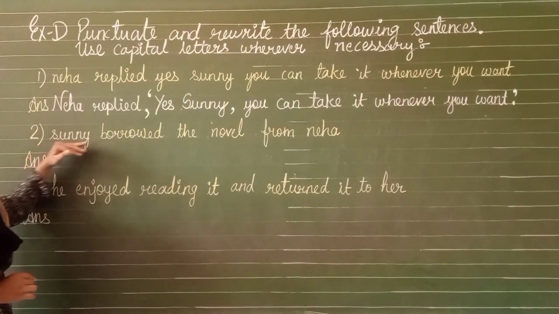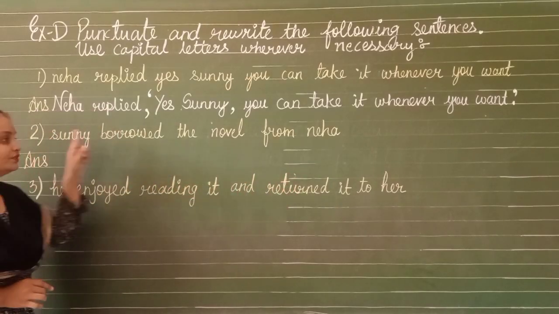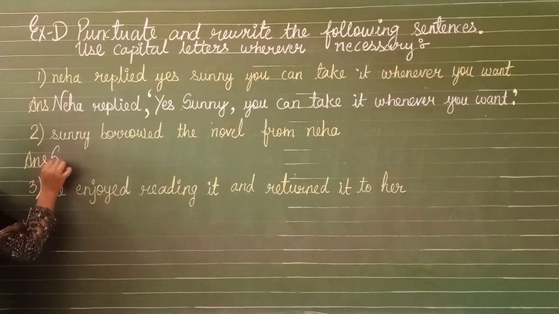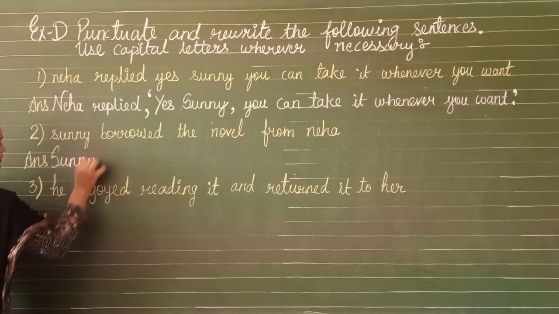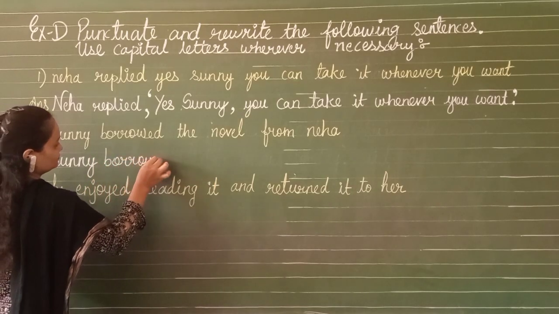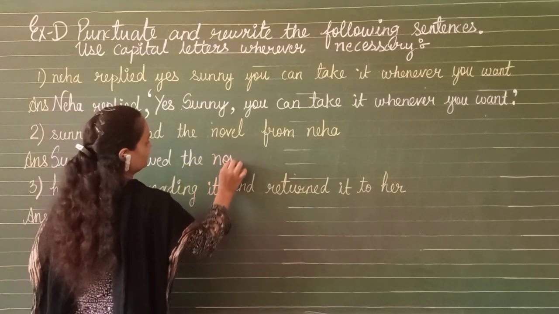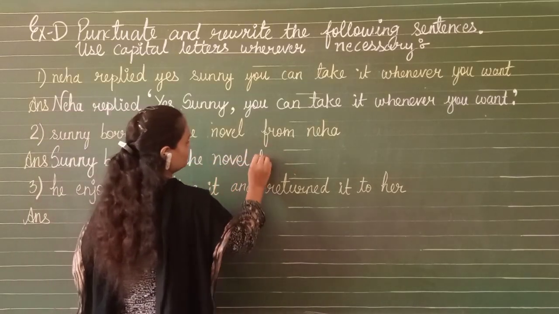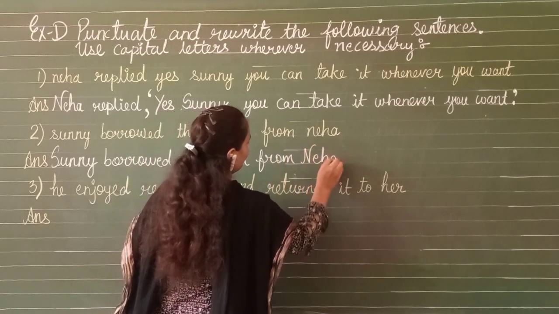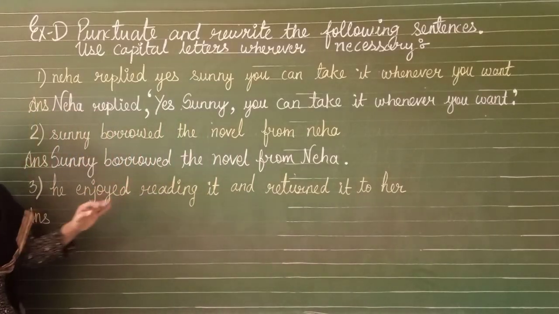Second is Sunny borrowed the novel from Neha. Here you can see two names, two special names, always with a capital letter. So Sunny as capital, borrowed the novel from Neha, capital, and full stop. This is a simple sentence, so we will add a full stop.